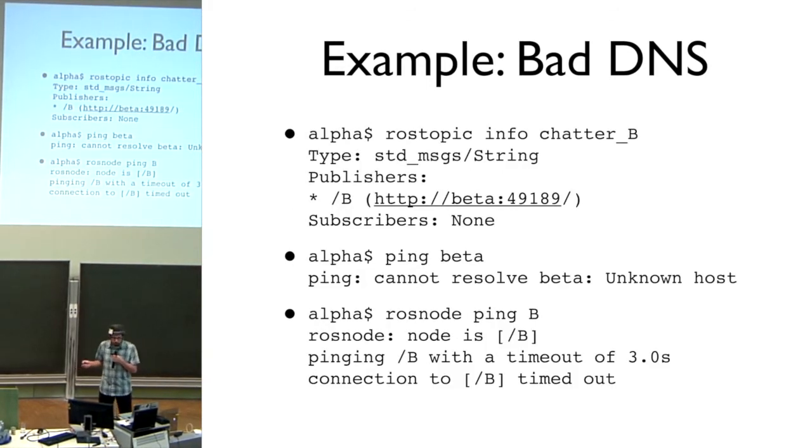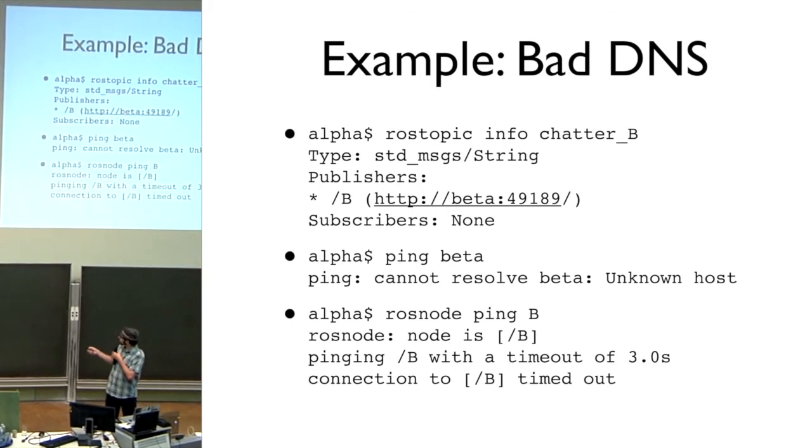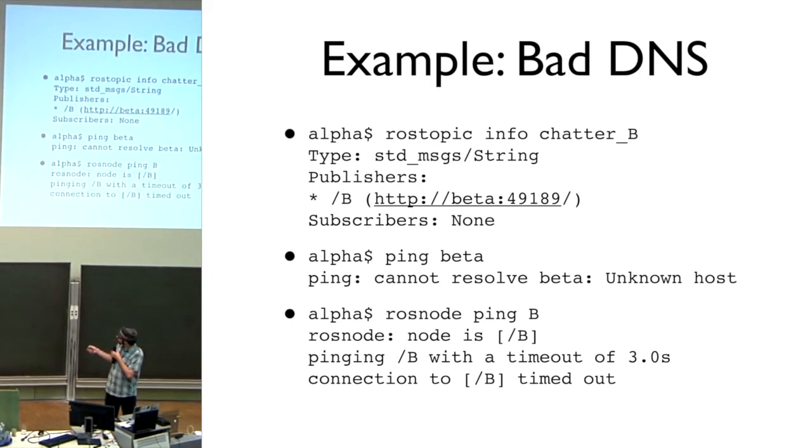If we look at a topic coming off of node B, we see that the publisher name is beta. But if we try to ping beta, ping cannot resolve the address. With rosnode ping node B, we see connection timed out. So obviously there is no DNS here for a host named beta. That's why you cannot subscribe to this host, because you can't actually do the host name lookup to get there.